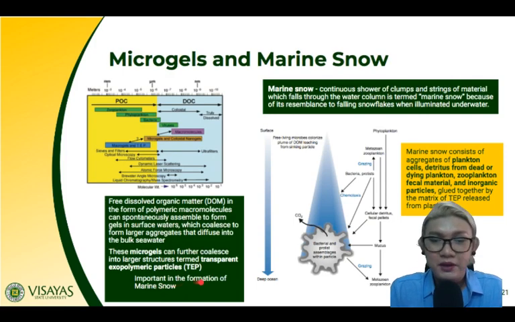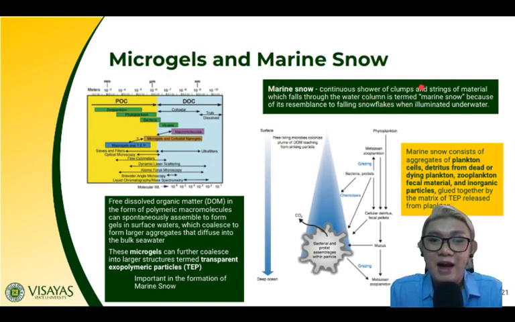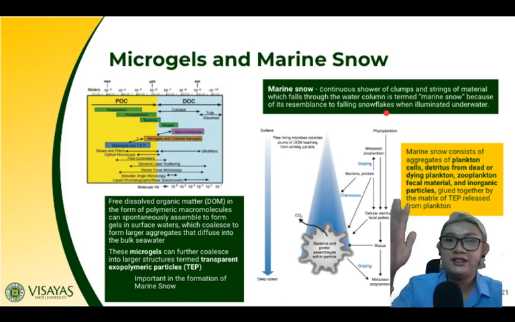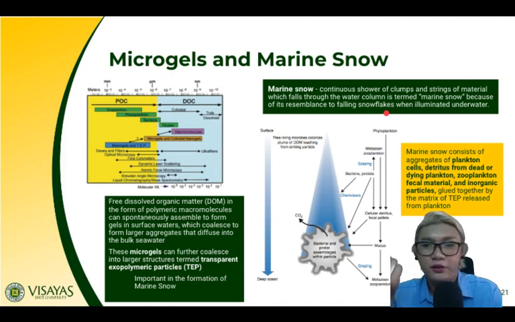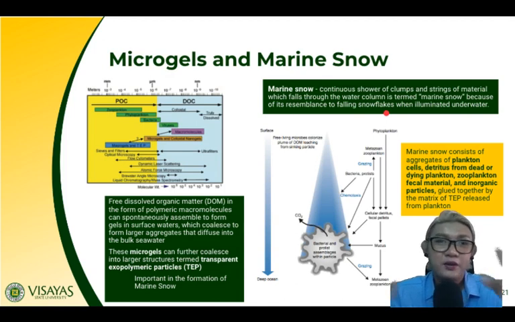So what is marine snow? So marine snow is a continuous shower of clumps and strings of material that falls through the water column. And this is termed marine snow because it resembles the falling snowflakes when illuminated underwater. So diba, when it is at night and you swim in the water and then you get your flashlight, shine your flashlight, you will see these different snow, no? Those are what we call marine snow.